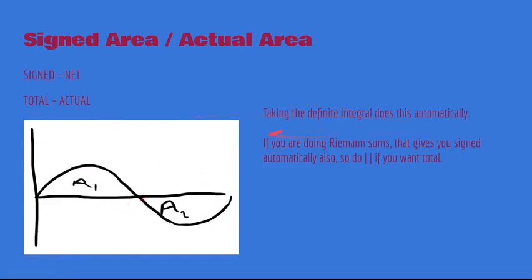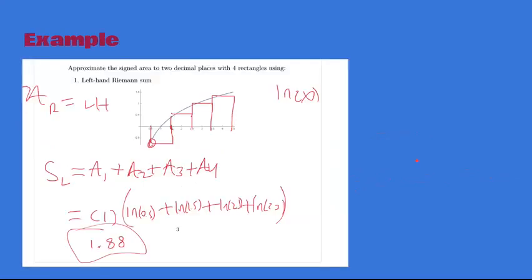But keep in mind, whenever we take the definite integral, it automatically does the signed area. So if it subtracts, it just subtracts. If you're doing the Riemann sums, this also will give you the signed area unless you purposely do an absolute value so that everything will end up positive, which, if you were asked to find the total area, is what you would want to do. Let's look at an example.